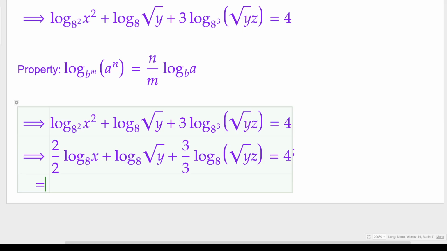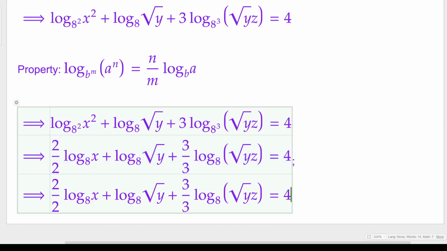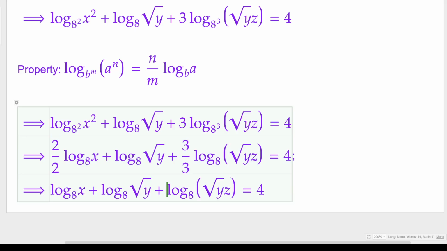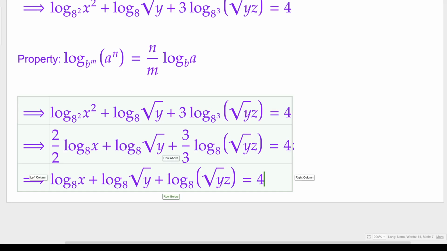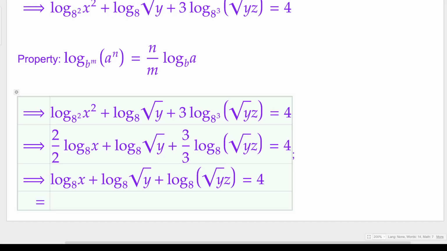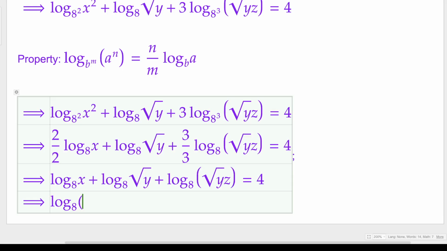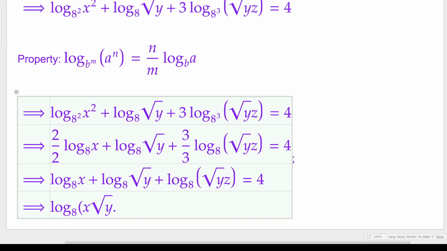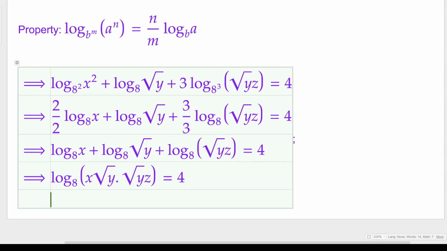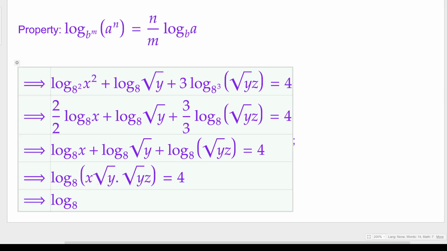Now on proceeding further, I can just eliminate these terms from here. Now if you observe, clearly, the base is the same. So now I can apply the sum to product property. So this will be log base 8, and this can be written as x times square root of y, times this particular argument, that is square root of y times z, and this is equal to 4. Now on proceeding to the next step, that is log base 8, and this will be nothing but xyz, and this will be equal to 4.